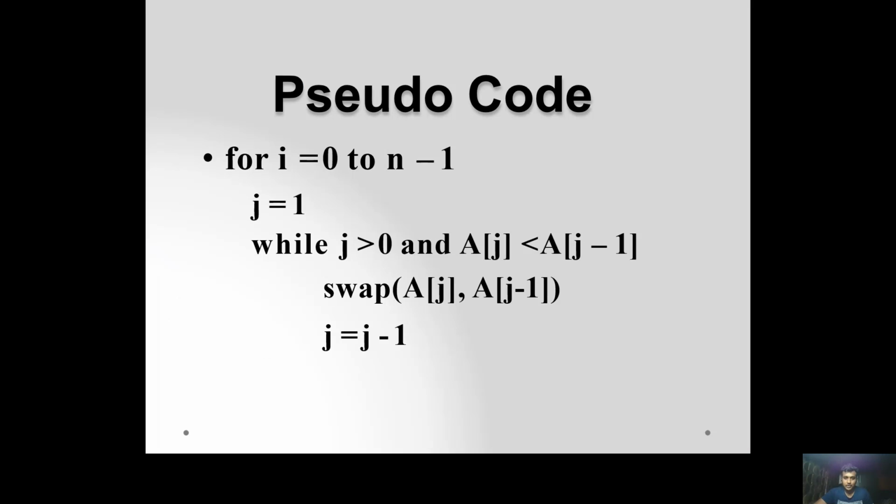So now we have pseudocode for insertion sort. We loop i from 0 to n minus 1, less than the size of the total array. We take a counter j, that is i, while j is greater than 0 and a[j] is less than a[j minus 1]. So basically, if the element that we are comparing is less than the previous element, we swap them and we decrement j.